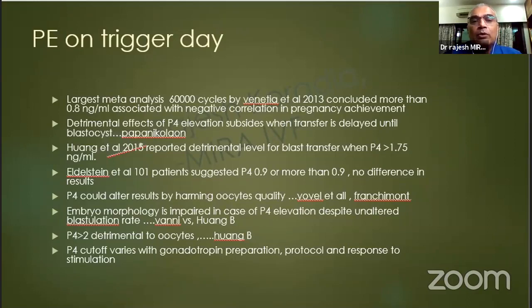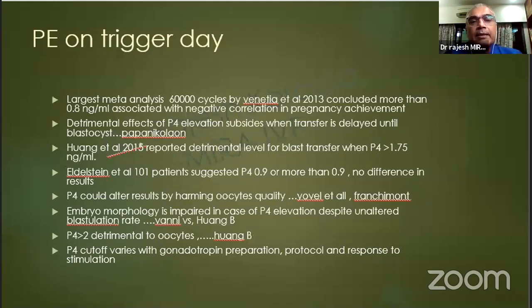Huang et al. in 2015 reported a detrimental effect for blastocyst transfer when progesterone was elevated more than 1.75. So Papanikolaou said that blastocyst transfer is good when progesterone is elevated, but Huang showed that it is fine till progesterone is 1.75. If it is more than 1.75, no, it's not good.